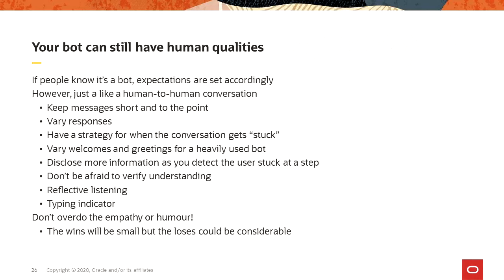So simple things like varying responses. If I ask a question like, what's your order number? The bot asks, what's your order number? And you say something like, I'm sorry, I don't have my order number. And the bot says, what's your order number? I've told you I don't have an order. What's your order number? That becomes very frustrating very quickly.